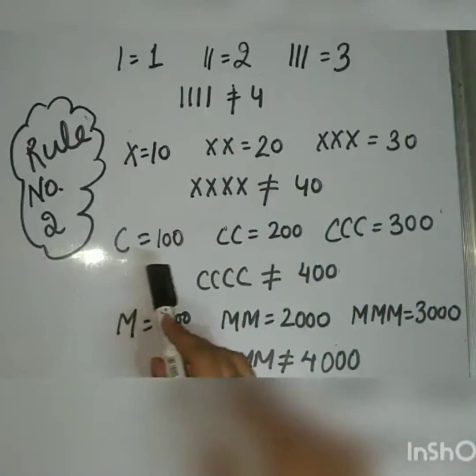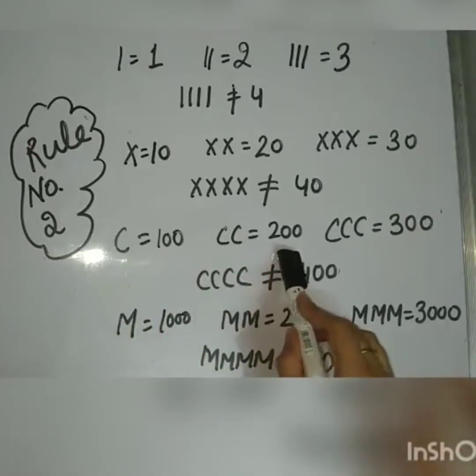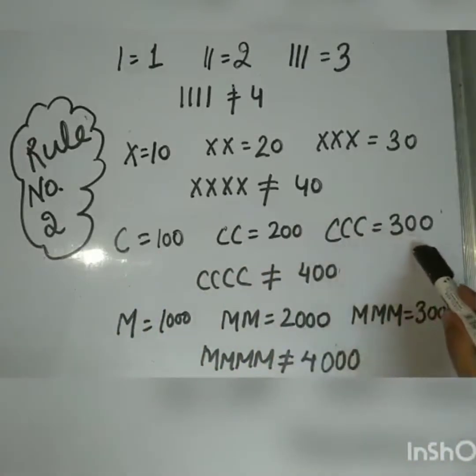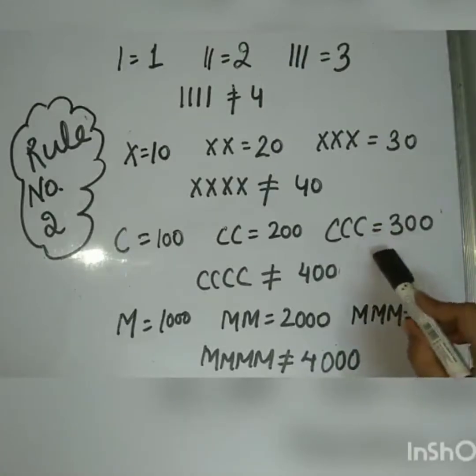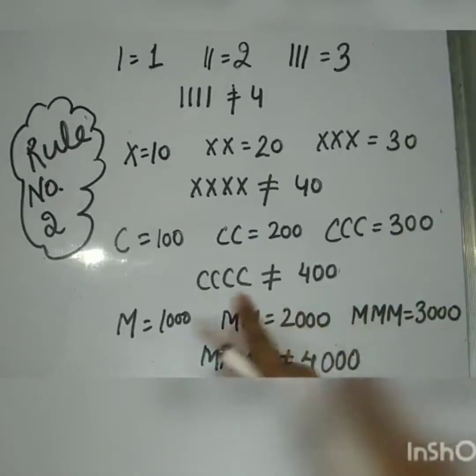Similarly, C represents 100, double C represents 200, triple C represents 300. Symbol C is also repeated 3 times only. So 400 cannot be represented as 4 times C.